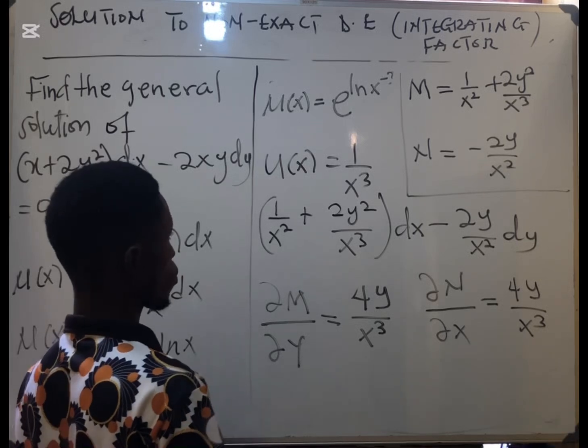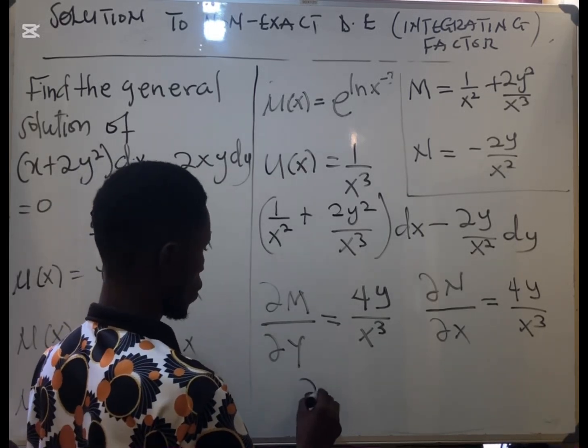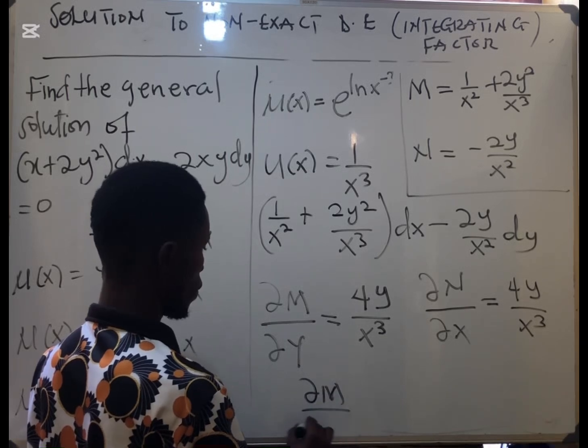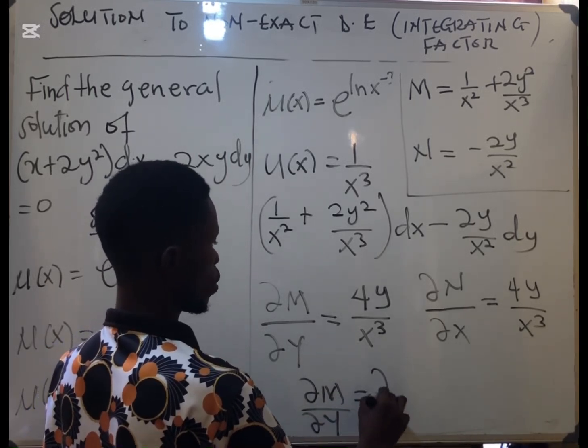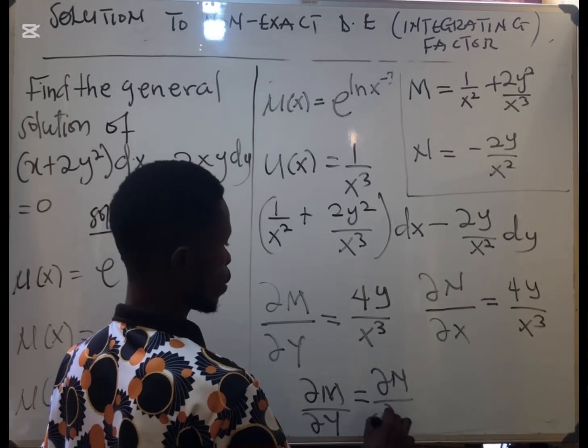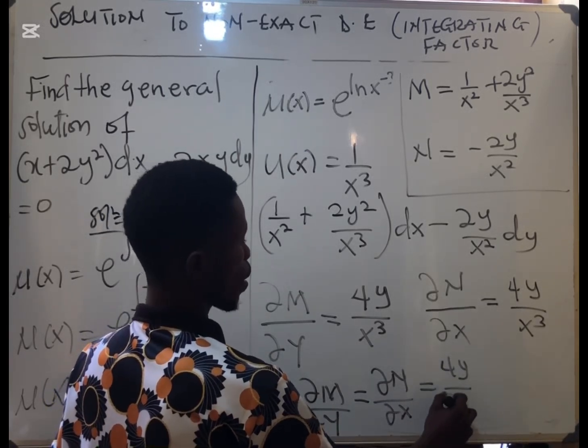So for now, we can conclude that ∂M/∂y = ∂N/∂x, which equals 4y over x cubed.